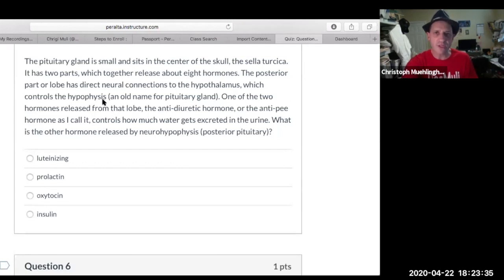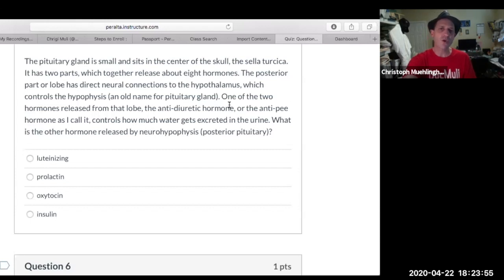You may also see the term hypophysis. That's an old term for the pituitary gland. It's good to have it in a book somewhere, but you don't need to remember that. Anyway, one of the two hormones released in the posterior lobe is the antidiuretic hormone, or anti-pee hormone, which controls how much water is excreted in the urine.